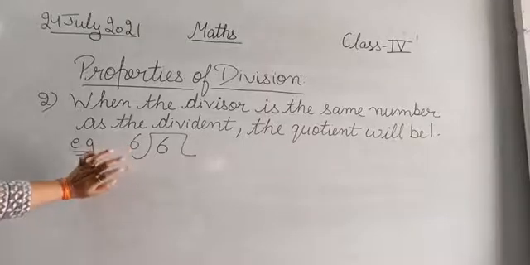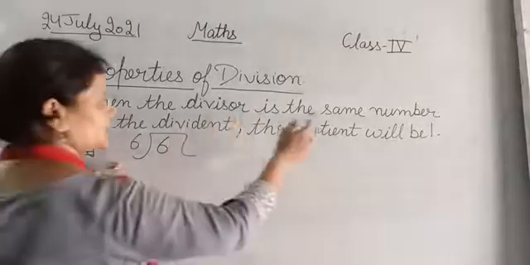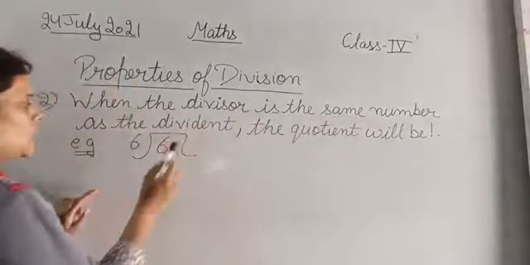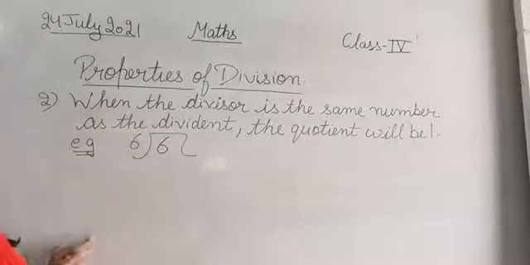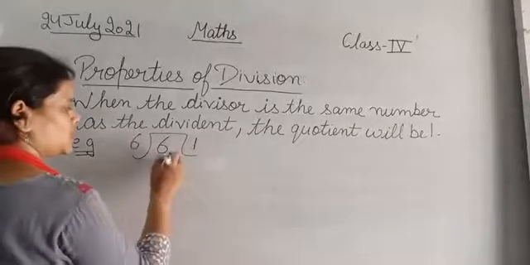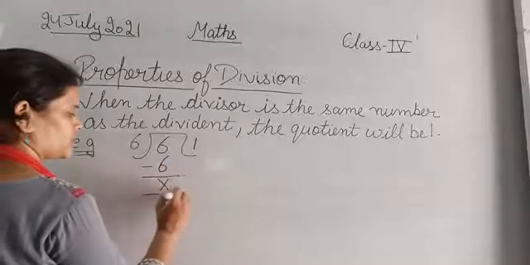Okay. And this is the second property. When the divisor is the same number as the dividend, when the divisor and the dividend are the same number, the quotient will be 1. So let's see. 6 divided by 6. 6 ones are 6. 6 minus 6, nothing will be left.